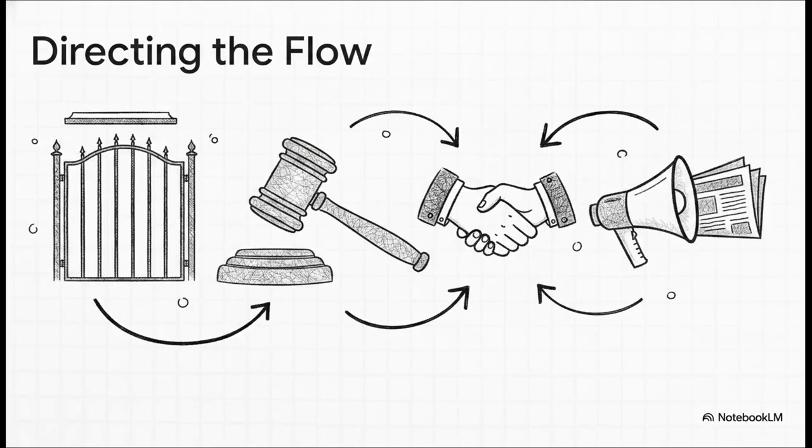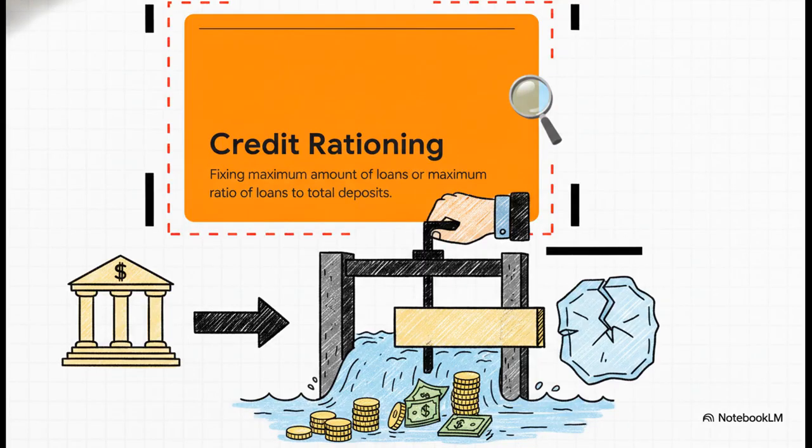Our whiteboard sketch is rapidly filling up now with the remaining tools: rationing ceiling gates, a gavel representing directives, a formal boardroom handshake, and strategic media outlooks. Let's look at these last 4 tools in action. Third on our list is credit rationing. By enforcing this, the Apex Bank literally drops a hard cap on the sluice gates. They fix rigid ceilings on the maximum loans a commercial bank can award, or they set a maximum loan-to-deposit ratio limit. If a bank is overexpanding, this forces a complete freeze on their lending capacity past a certain point.